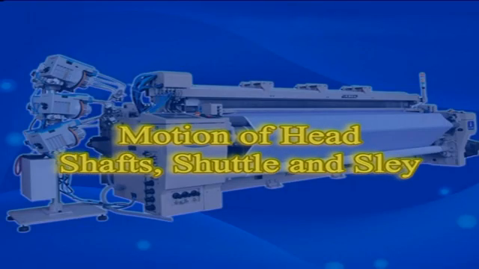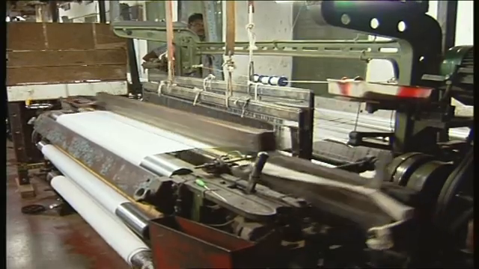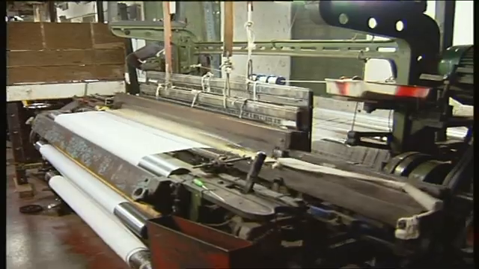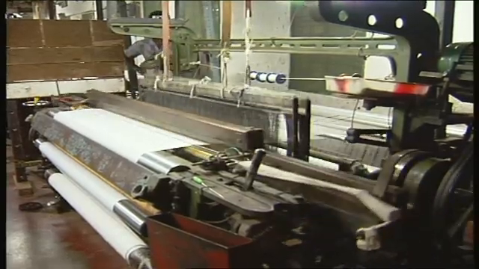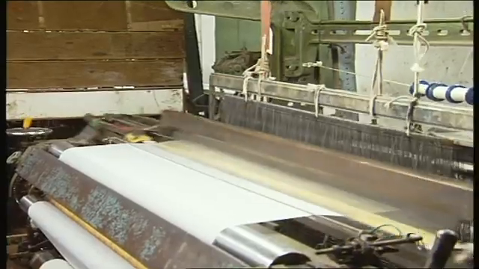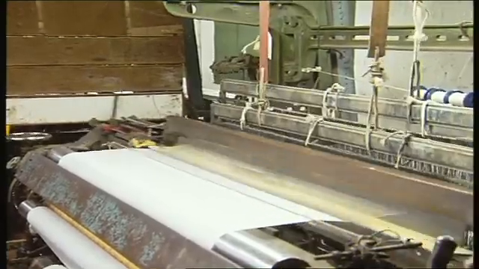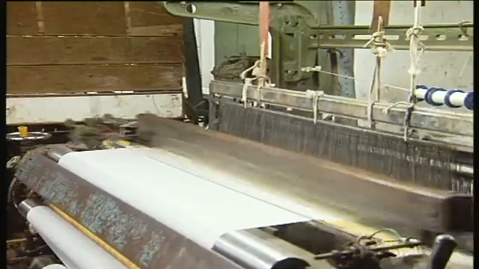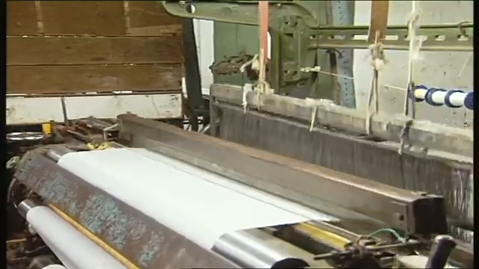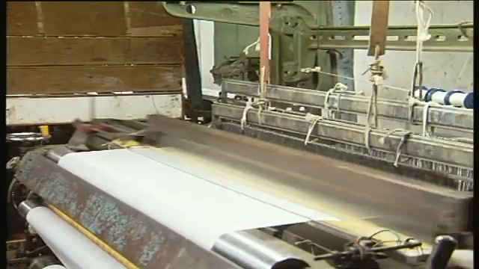Motion of heald, shaft, shuttle and sley. In a plain power loom, the heald shafts, shuttle and sley are operated by mechanisms that are set in motion by a motor through a crankshaft and a bottom shaft. The heald shafts move up and down by the shedding mechanism. The motion is obtained from the bottom shaft or counter shaft that carries the tappets. So the warp sheet is divided into two layers and it forms a shed.